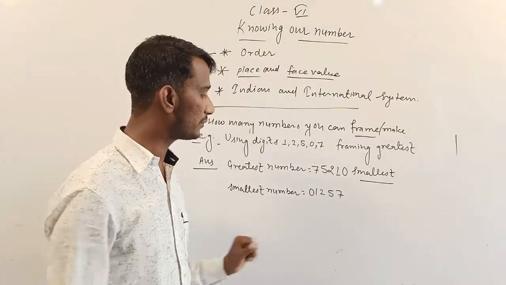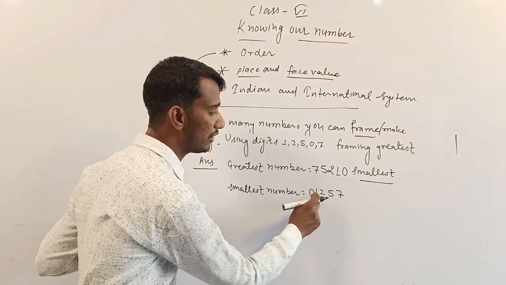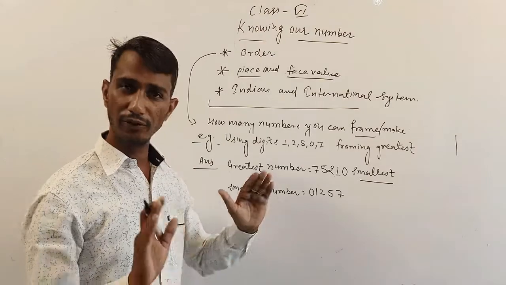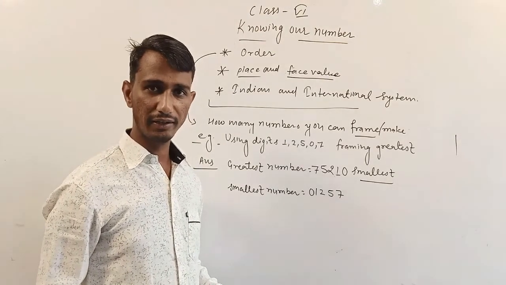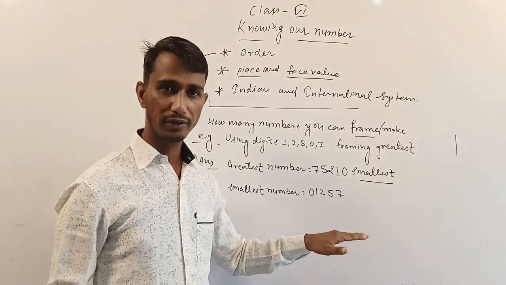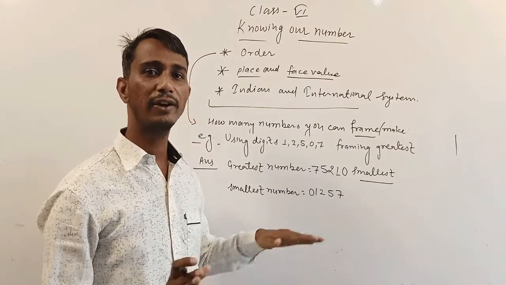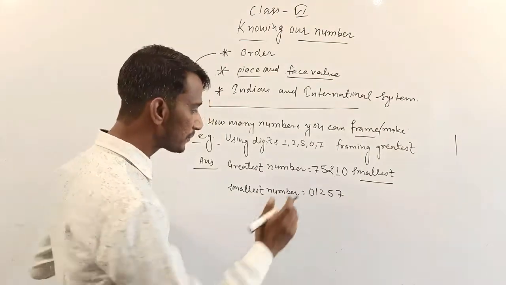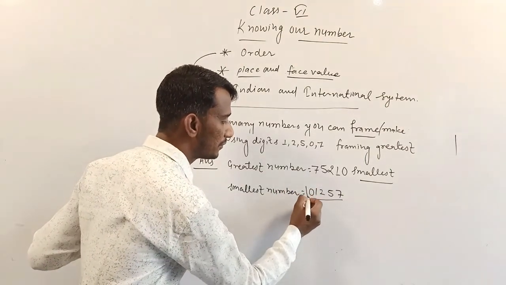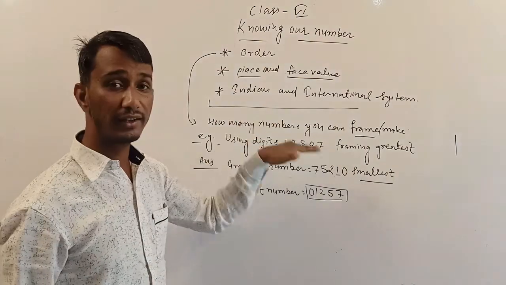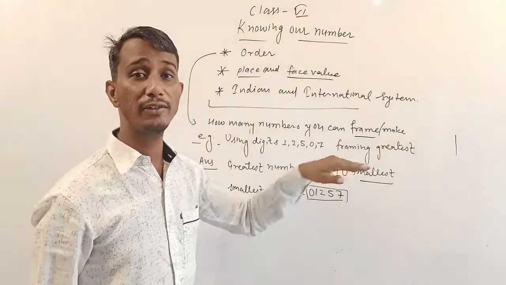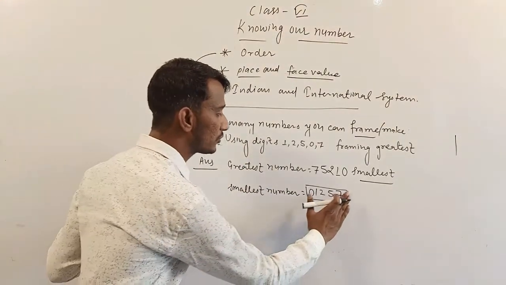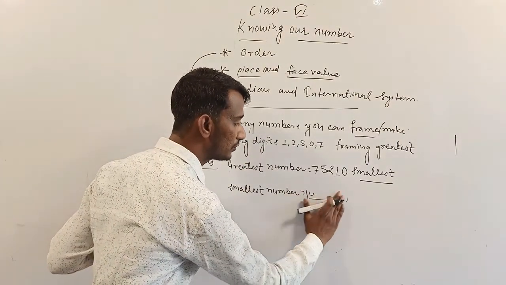So how to read this number? We have 1,257, which means 1000 has only 4 digits. The 1000 place has 4 digits, so this is a 4-digit number. But the question is saying frame the smallest 5-digit number. So if we are framing a 5-digit number, there is no need to use this manner.